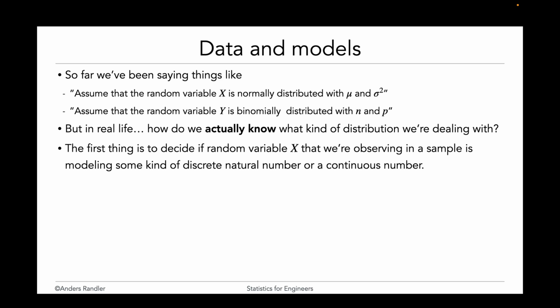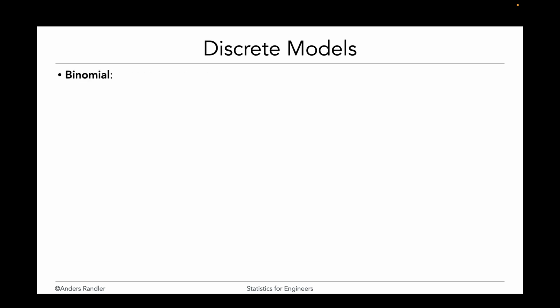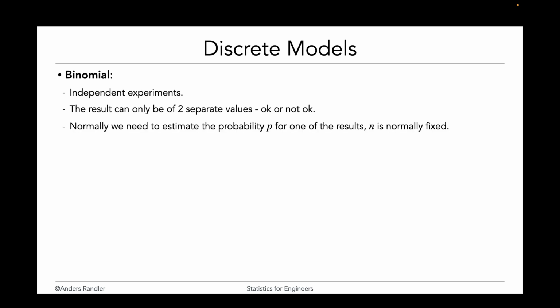The first thing is to decide if a random variable x that we're observing is a discrete natural number or a continuous number. Because there are different models, let's look at discrete models. If you have independent experiments and the result can only be one of two values, okay or not okay, success or fail, normally we need to estimate the probability p for one of the results, and n is normally fixed.